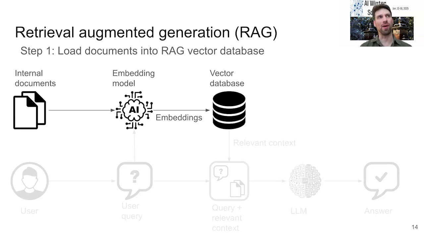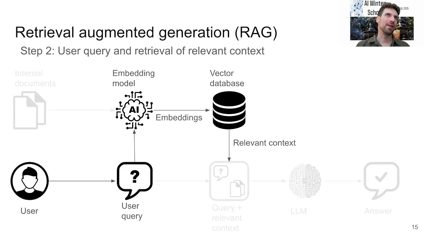So step one in RAG is you take the internal documents, chunk them into small chunks, create an embedding for each chunk, and then put them into a vector database. And what's a vector database? Well, it's just a database that is good at storing vectors of numbers and doing vector operations, things like dot products, which are important, as you know, for calculating the similarity between vectors. So the first step is you load your entire library of documents into the vector database.